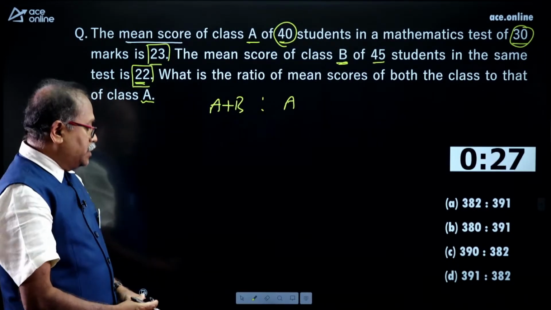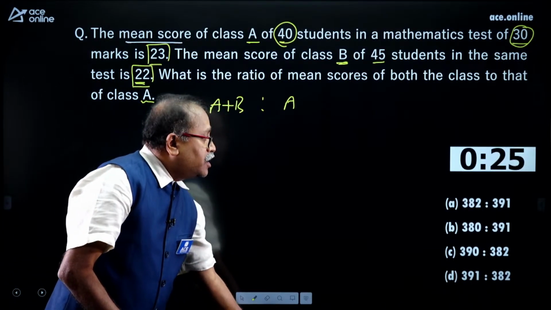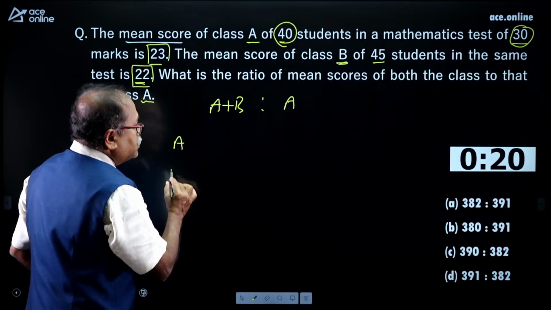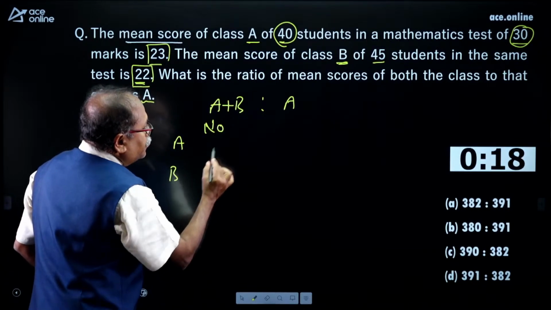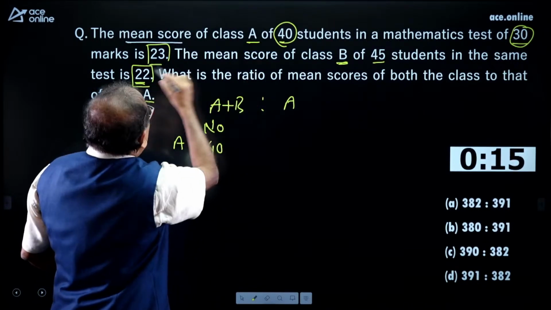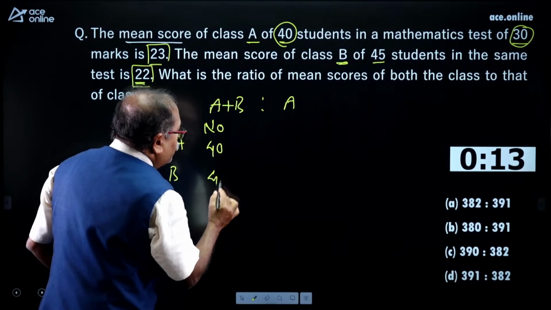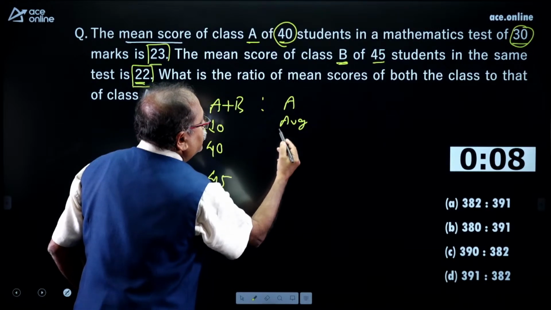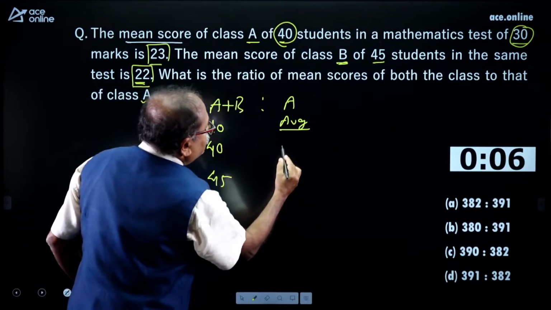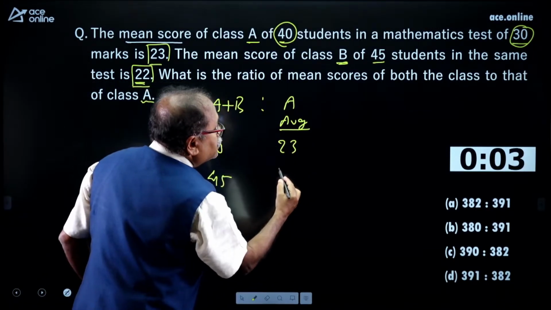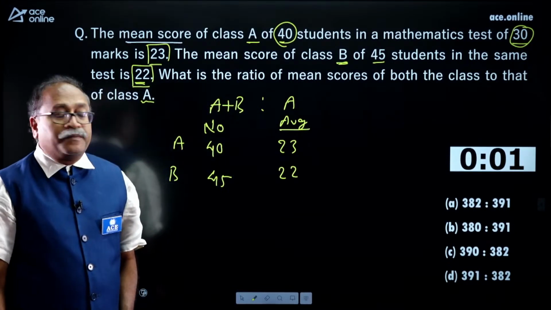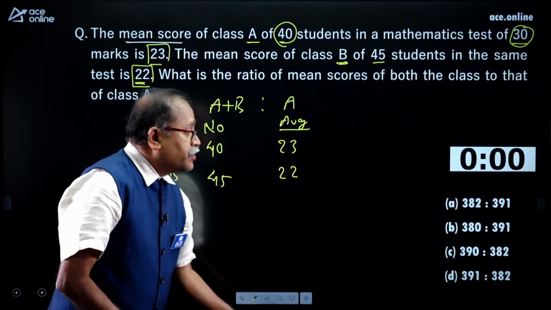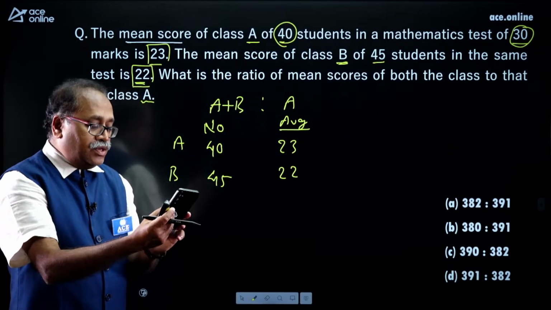Come on my friends. I will see how many of you can understand this question. So I will write a couple of the basic things. That's A and B. The number of students is 40 and 45. And the average score, I am just writing AVG. In the first case it is 23. In the second case it is 22. Come on. Answer the question. Anyone answered it? Your time is up.